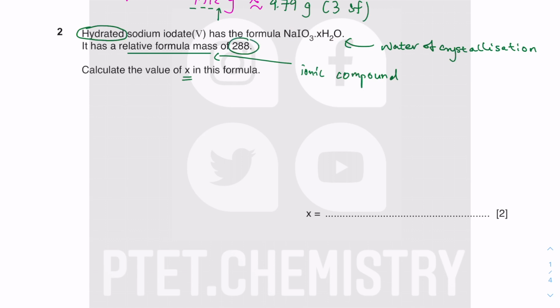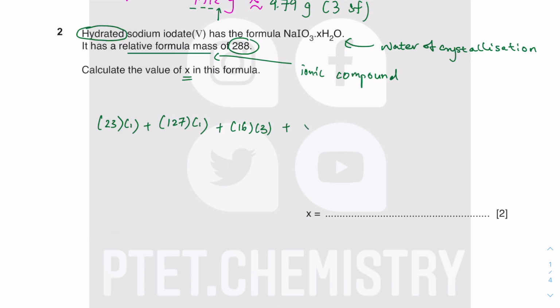They tell us the entire MR, which is obtained by summing up the individual relative atomic masses, depending on how many you have. So let's have a look at the periodic table. You have 23 for the relative atomic mass, the AR of sodium. You have 1 sodium atom. And then I have 127 for iodine, times 1. And I have 3 oxygen atoms, so there's 16 times 3.